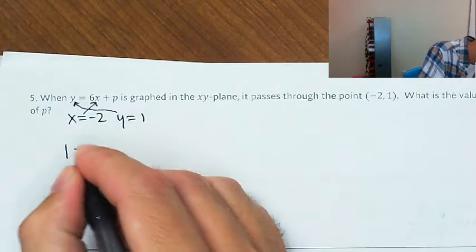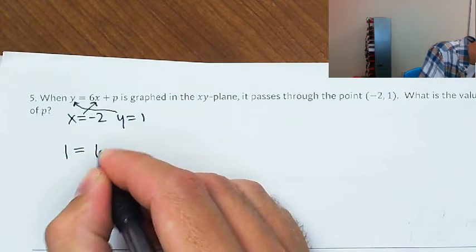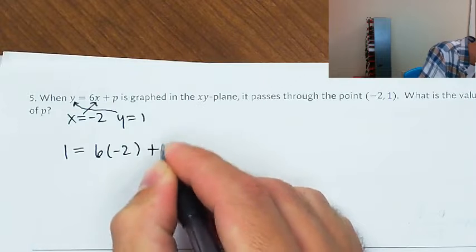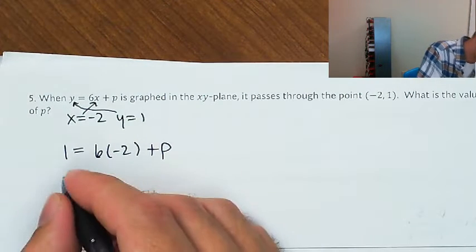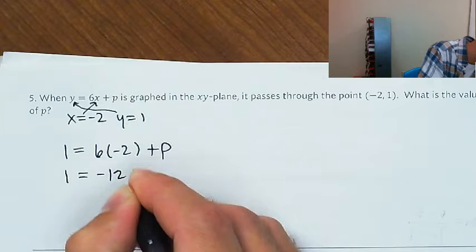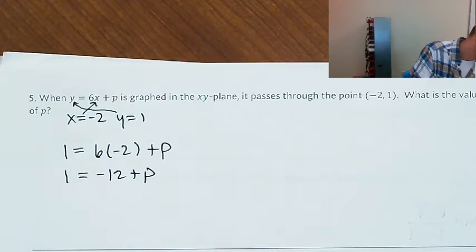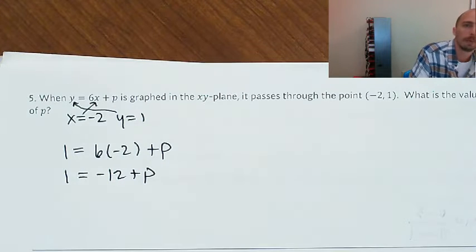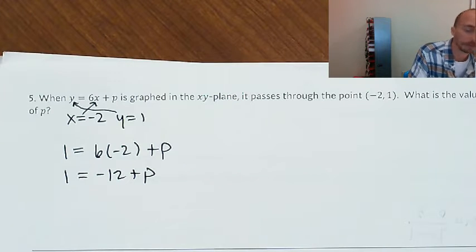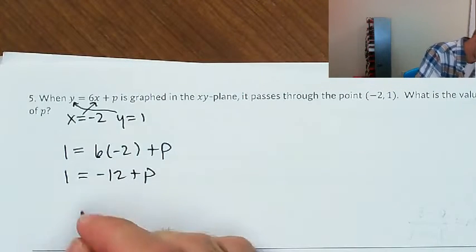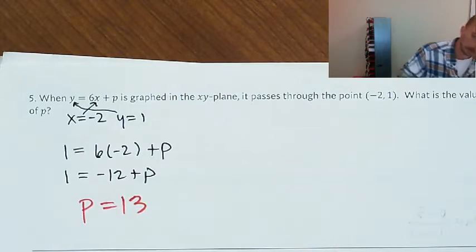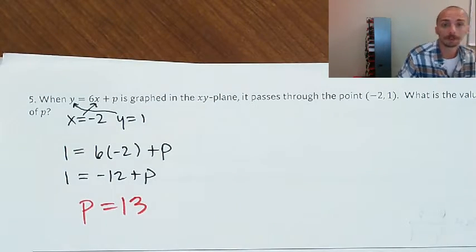Okay, so I'm going to have 1 equals 6 times negative 2 plus p. And then I've got 1 equals negative 12 plus p. I could add 12 to both sides, or I could think about what I need to add to negative 12 to get 1. Either way, I'm going to get p equals 13. So what did I get last time? No, I got negative 7 on the other form.